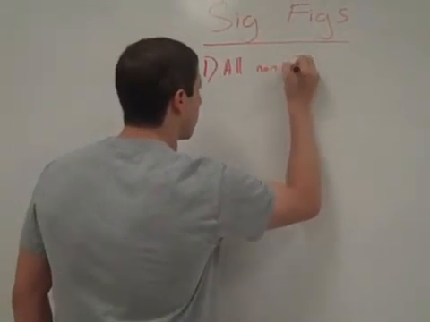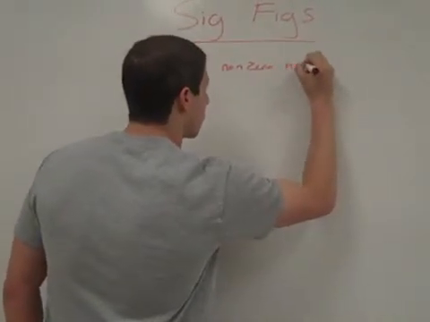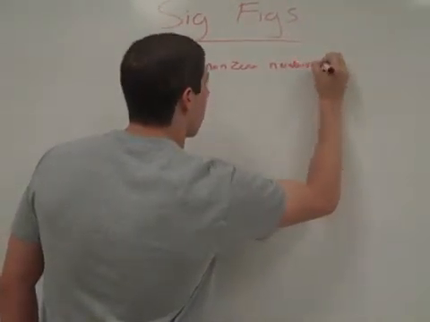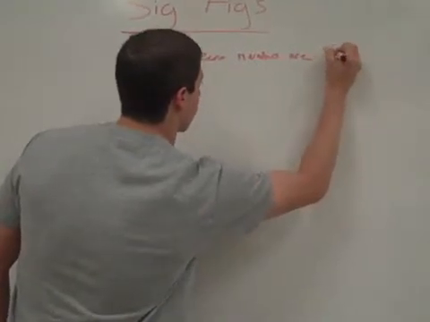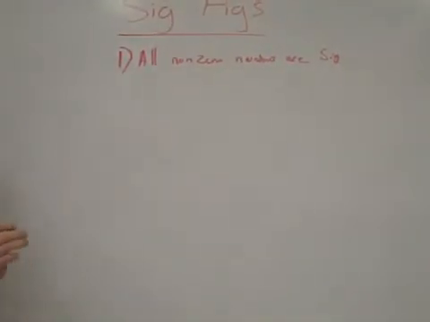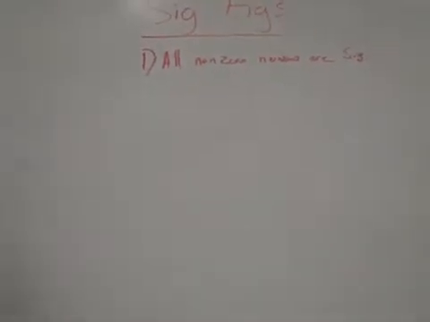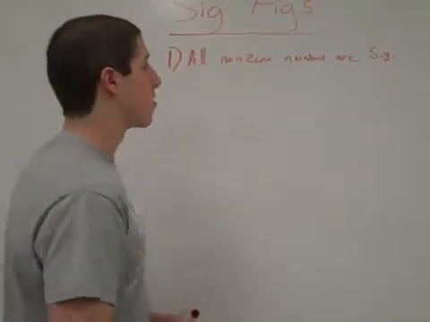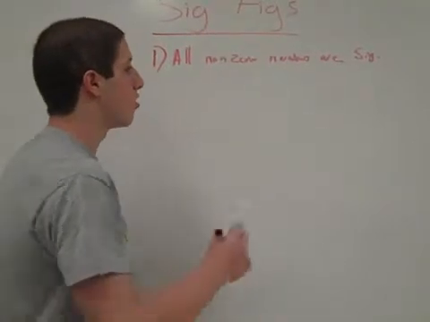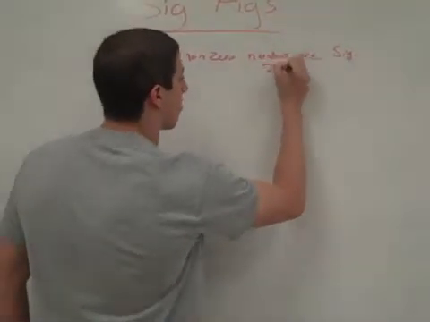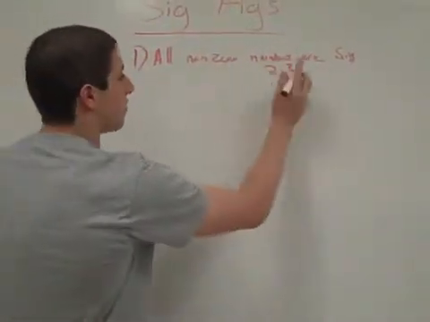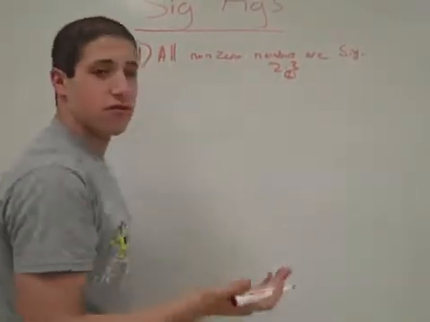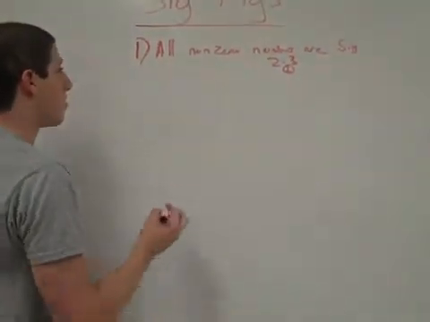You have all non-zero numbers are significant, alright? Which means 1, 2, 3, 4, 5, 6, 7, 8, 9, all these numbers are significant numbers anywhere in the problem. So if you have the number 2.3, there's two significant figures, because they're all non-zero numbers.